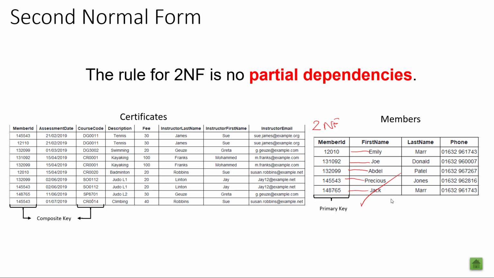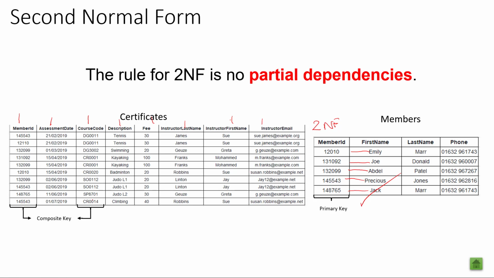The problem here is that the certificate table has a composite primary key, so it needs to be looked at further. We need to determine whether any of the non-key fields in the table are dependent on either of the fields that make up the composite key, so the member ID or the course code. So does any of this, the assessment date, description, fee, instructor first name, last name, and email, relate to the course code or the member ID? That's what we've got to think about.